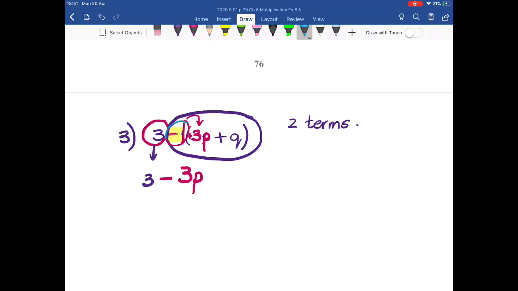Right, now I'm going to distribute my negative 1 to the positive q. So a negative multiplied by a positive is negative. 1 multiplied by 1 is 1. And I just have a q. I should actually circle my terms again. I have 3 terms. None of them are like terms. So that is my answer.